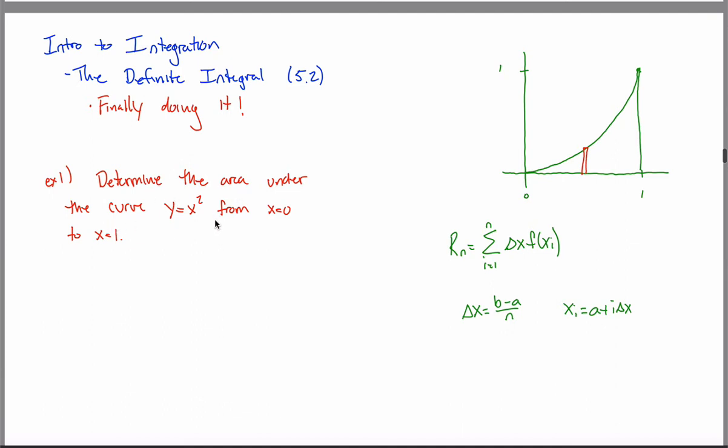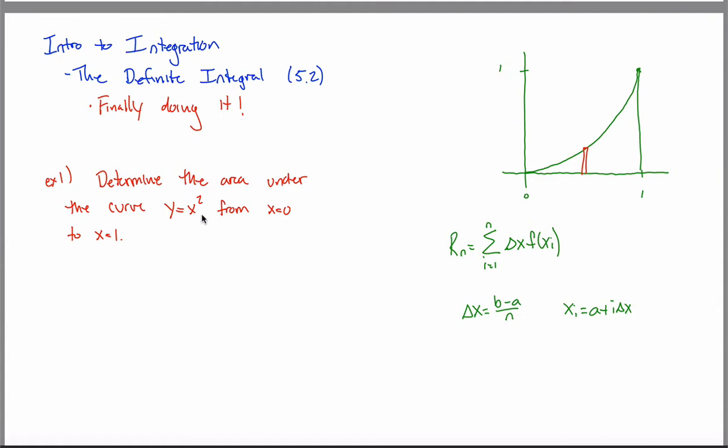Determine the area under this curve from x equals 0 to x equals 1. And I'm using the curve y equals x squared, but you don't have to. And I'm going from 0 to 1 to make things as easy as possible, but you don't have to. And in the next video, I'll relax all those assumptions and make things a little bit more complicated. All right, let's do it.